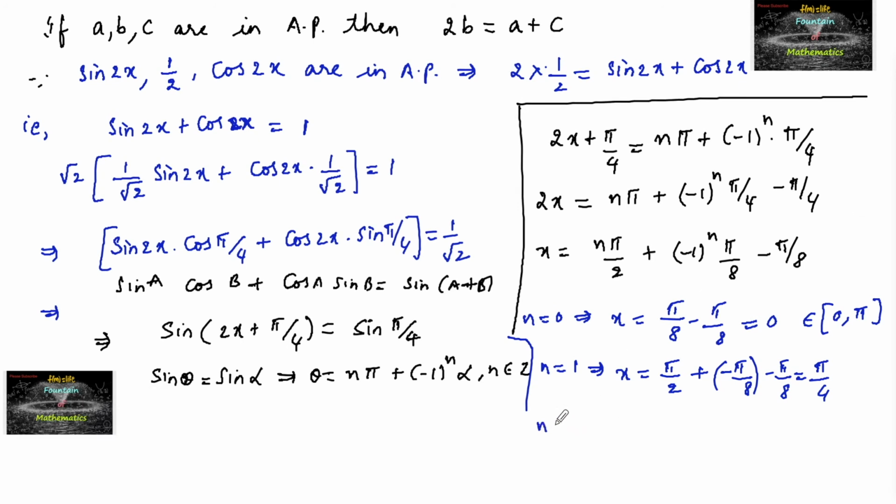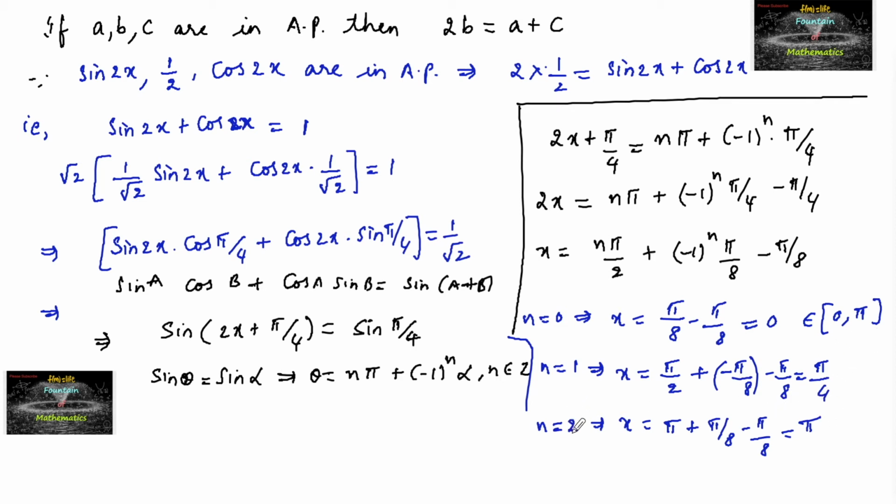And now if we consider n is equal to 2, we'll be getting x is equal to 2 into pi by 2, that is pi, plus (-1)^2 into pi by 8, minus pi by 8, which equals pi. So pi also belongs to 0 to pi.